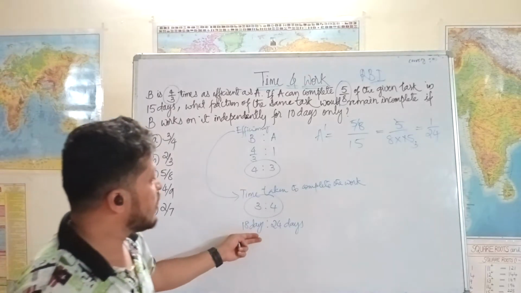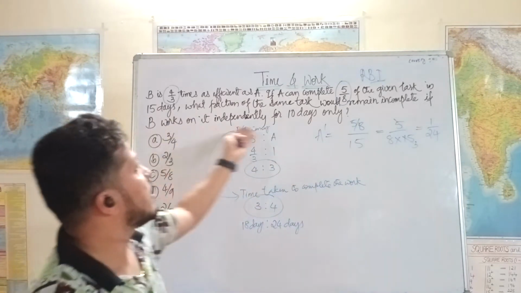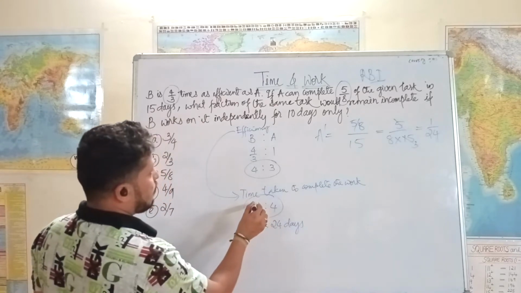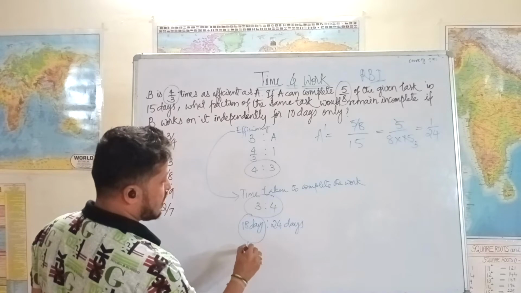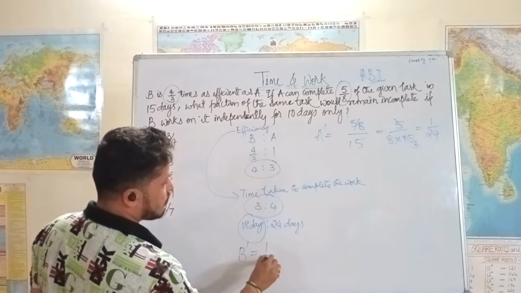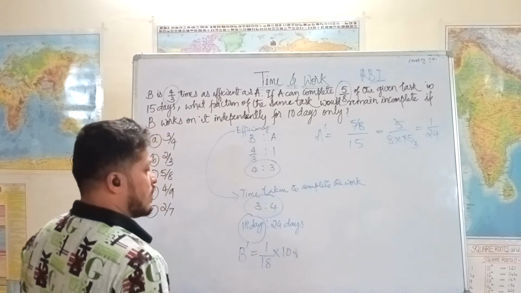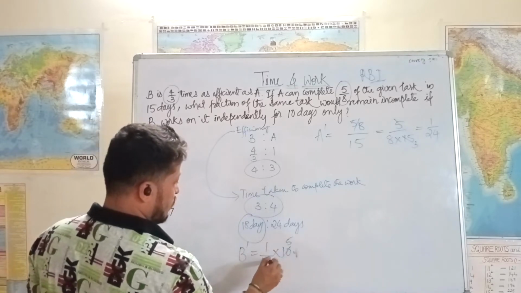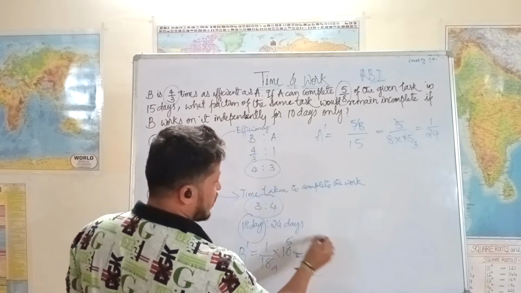Now we know if B had got 18 days, he could have completed the entire work. But how many days did he get? He got only 10 days. So if B can complete the entire work in 18 days, that means his 1 day's efficiency is 1/18. But he worked for 10 days, right? So he would have completed how much? 5/9. So 5/9 of the work he would have completed in 10 days.